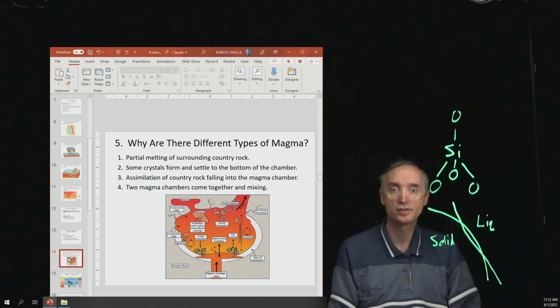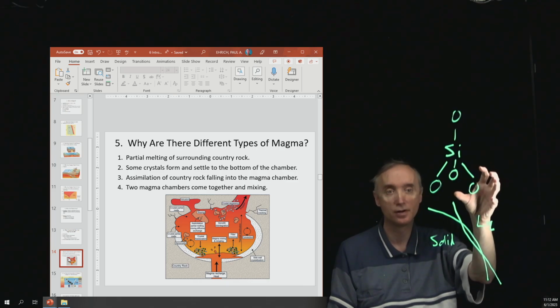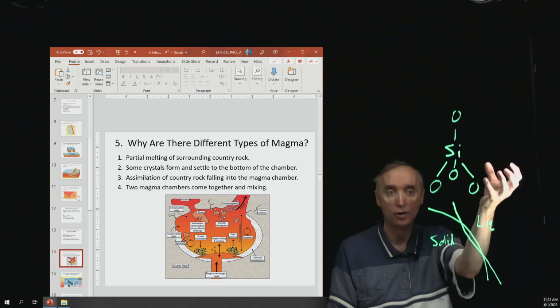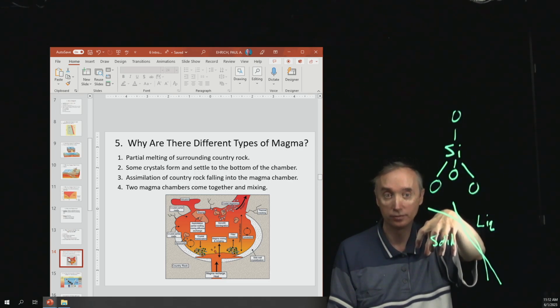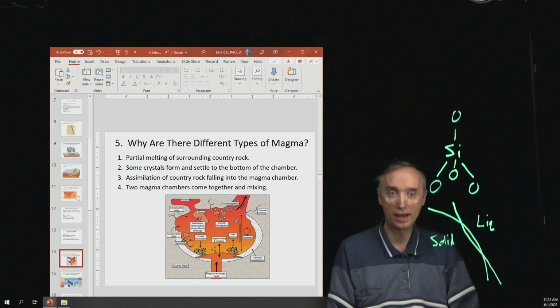Okay, then you have assimilation of country rock falling into the magma chamber. Sometimes a gigantic piece of the country rock surrounding the magma chamber will break off and fall into the magma chamber. So then that's going to change the chemical composition of the magma.